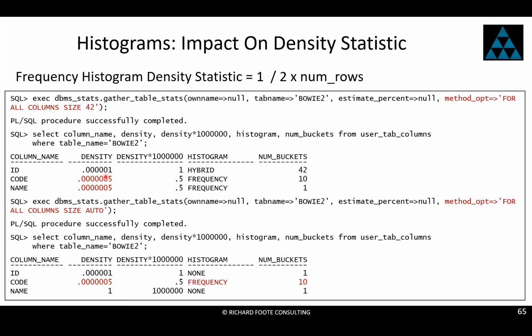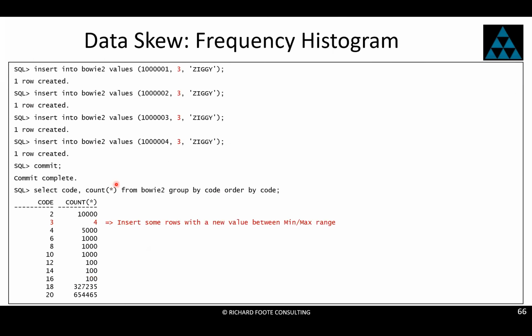It's useful information for us because it tells us that if we are after a value that is not one of the values in my frequency histogram, then the selectivity is going to be extremely low. The default value that Oracle uses for this is 1 divided by 2 times the number of rows in my table. But this number is more for information. It's not necessarily the number the optimizer itself uses.